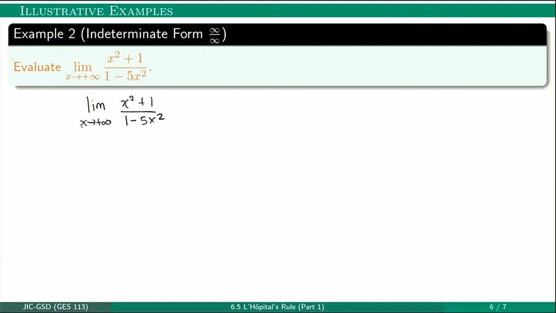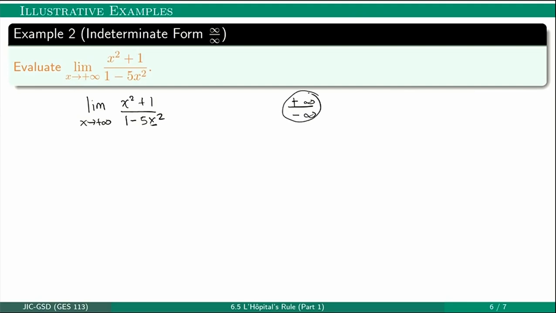That means x is growing bigger and bigger. Now, the behavior of the numerator as x grows bigger and bigger: x squared plus 1 will be a very big number as well, so this numerator will go to positive infinity. On the other hand, as x grows bigger and bigger, x squared will grow bigger and bigger, but there is a minus 5 multiplied to that. So the net effect will be the denominator will grow smaller and smaller.